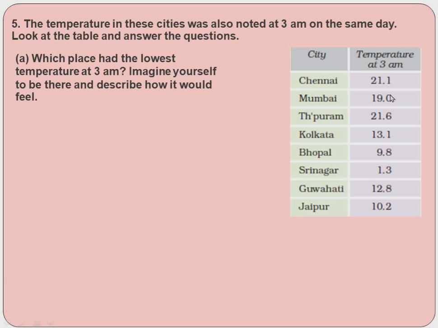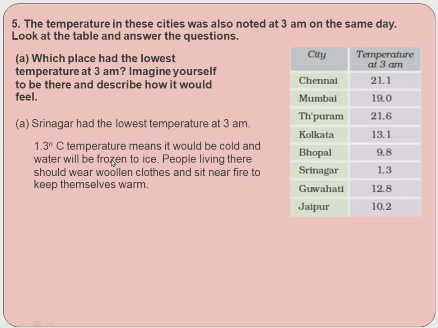Which is having the lowest? The lowest is where? See, Srinagar, because it's only 1.3. And at 1.3 degrees Celsius, how will it be? It will be very cool. Water will be frozen to ice, and the people will wear woolen clothes and sit near fire and keep themselves warm.